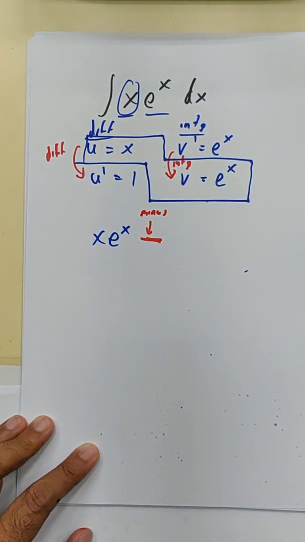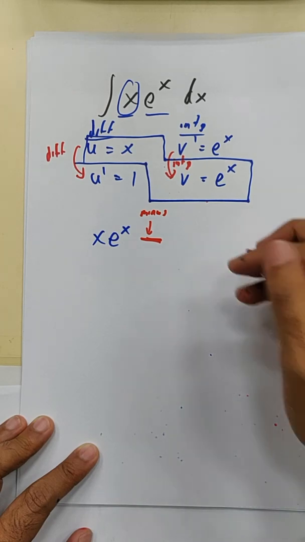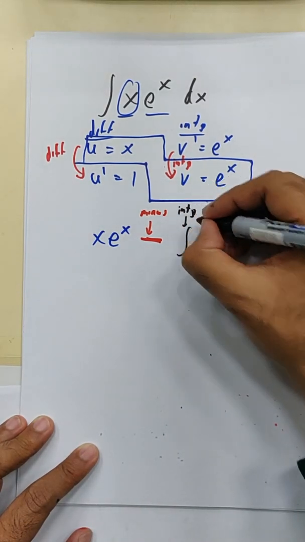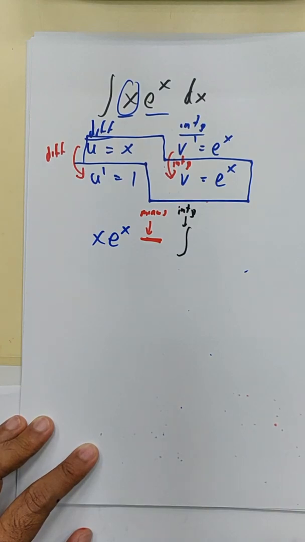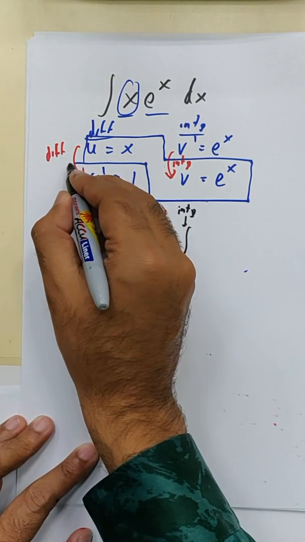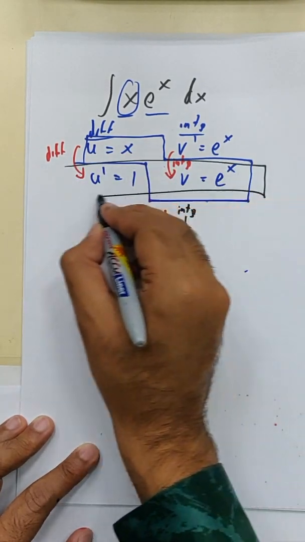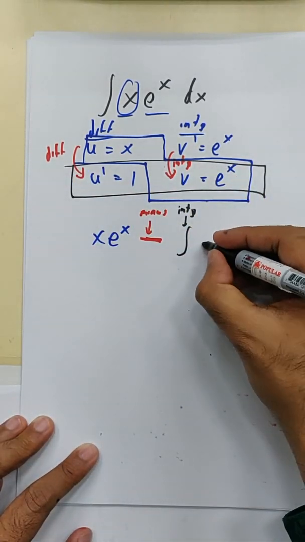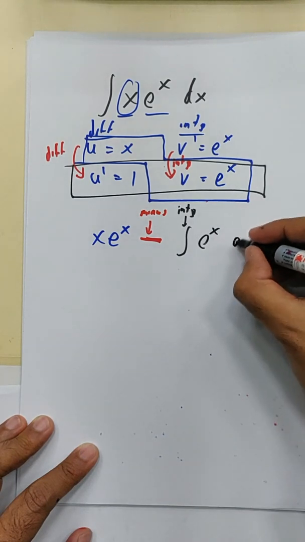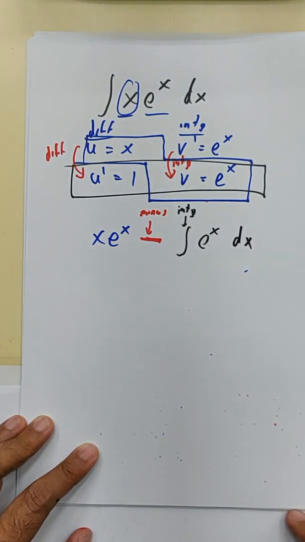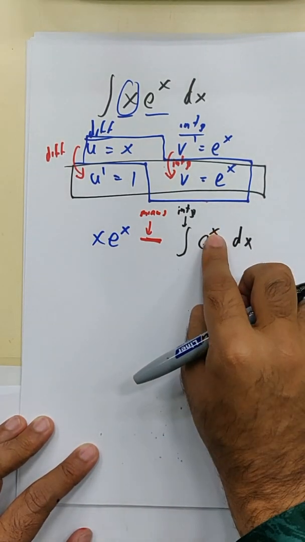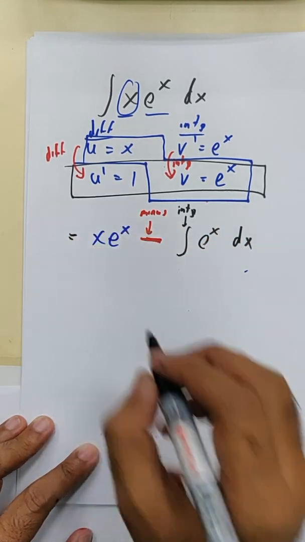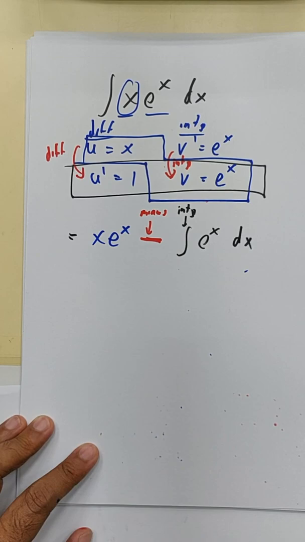And then in the middle, I put minus. After that, I integrate. I want to integrate what? I'm taking down here 1 times e^x, e^x dx. Because we have algebraic x left, we put dx here. You remember the pattern?